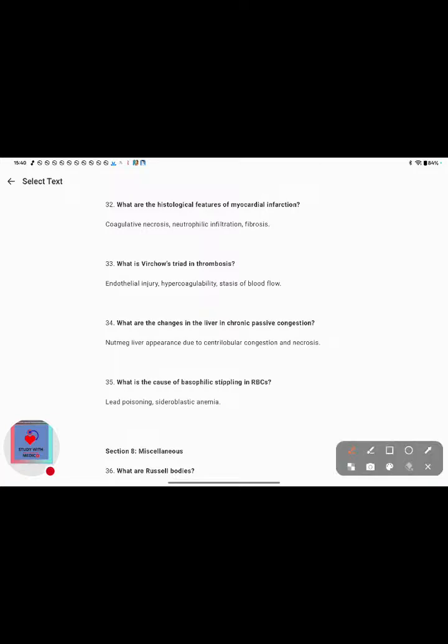Virchow triad, thrombosis. What is Virchow triad? This is very important. Virchow triad is endothelial injury, hypercoagulability, and stasis of blood. So it can lead to thrombosis if there is endothelial injury.